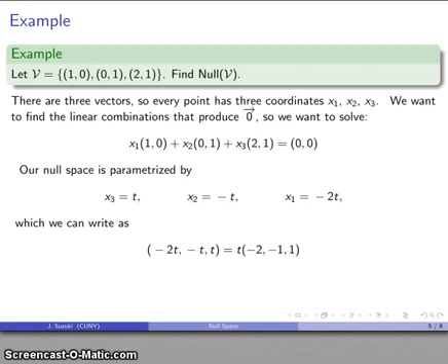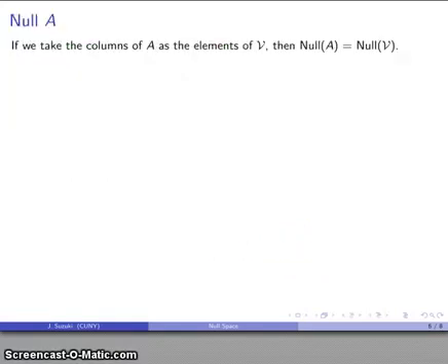Now we pause and note that my null space is actually the set of all linear combinations of this vector (minus 2, minus 1, 1). It's a one-dimensional null space, which corresponds geometrically to a line. And we'll have other things to say about that.